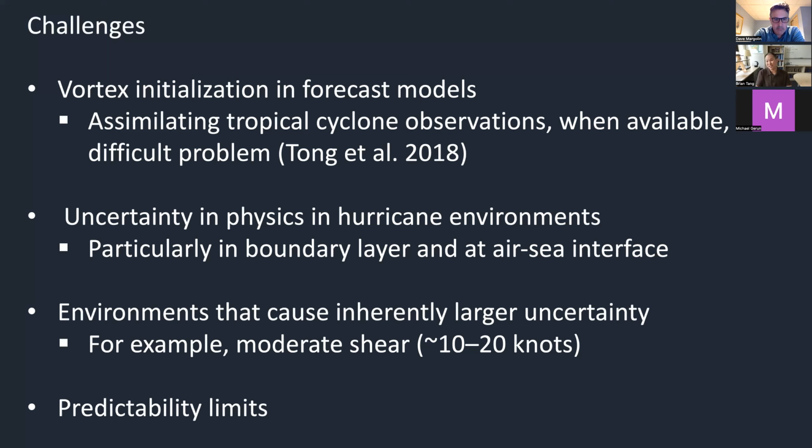And also there's predictability limits. You can have a perfect model, right? This is a very nonlinear system, moist convection, small errors grow really fast, right? So there's going to be a saturation in what we can do to predict hurricanes, even if we have a perfect model. So this is just a difficult problem all around.